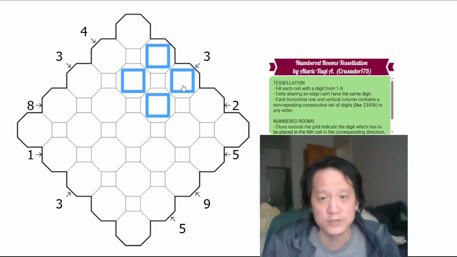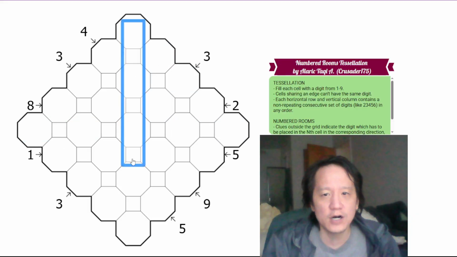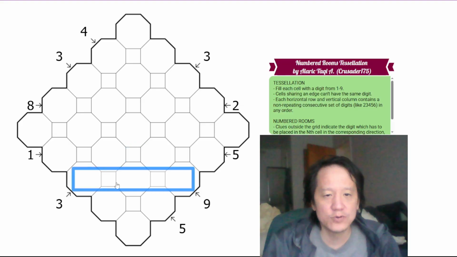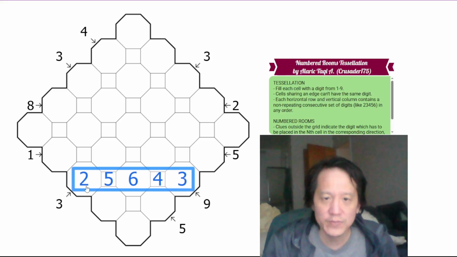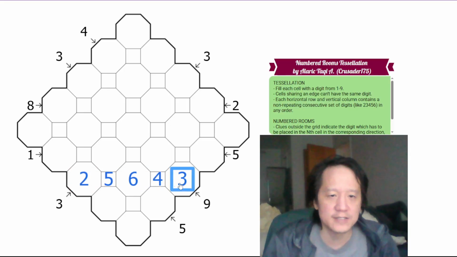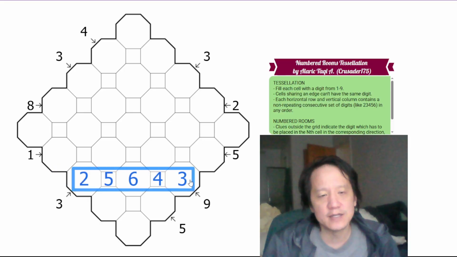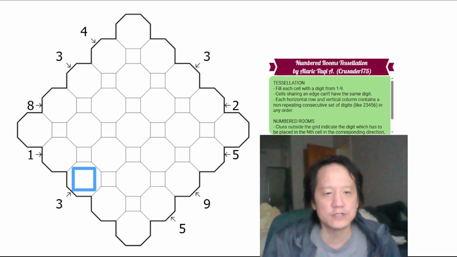Each horizontal row and vertical column contains a non-repeating consecutive set of digits, like 2, 3, 4, 5, 6. So as an example, you could have 2, 6, 5, 4, and 3. And this would be valid because this forms a consecutive set of non-repeating digits. It doesn't matter what the order is. And that's another restriction of tessellation.